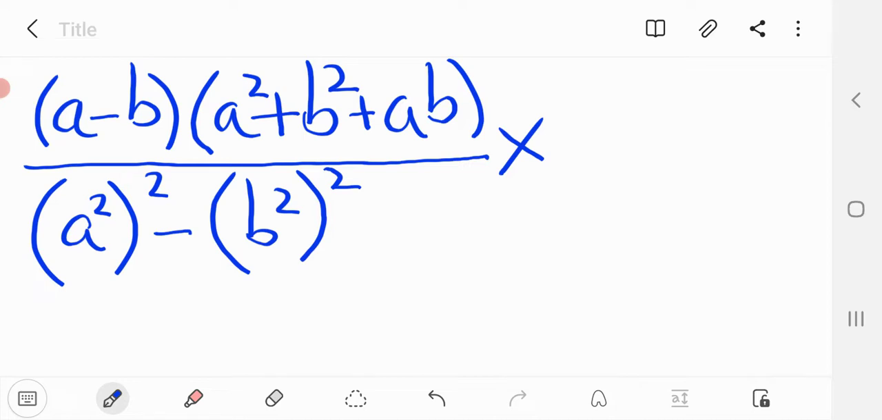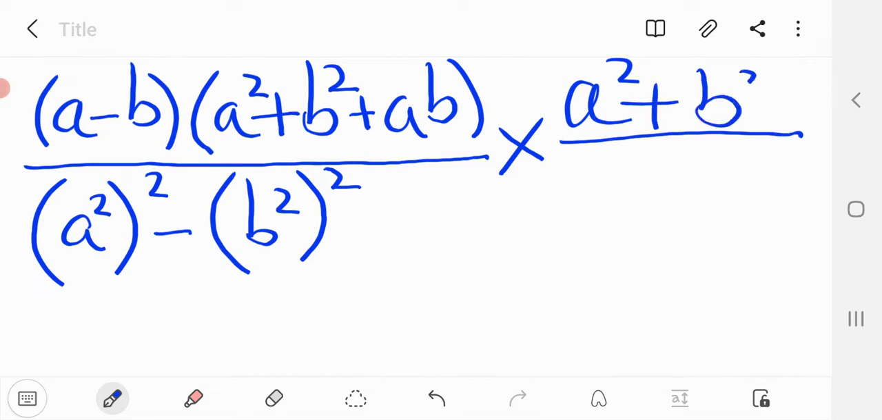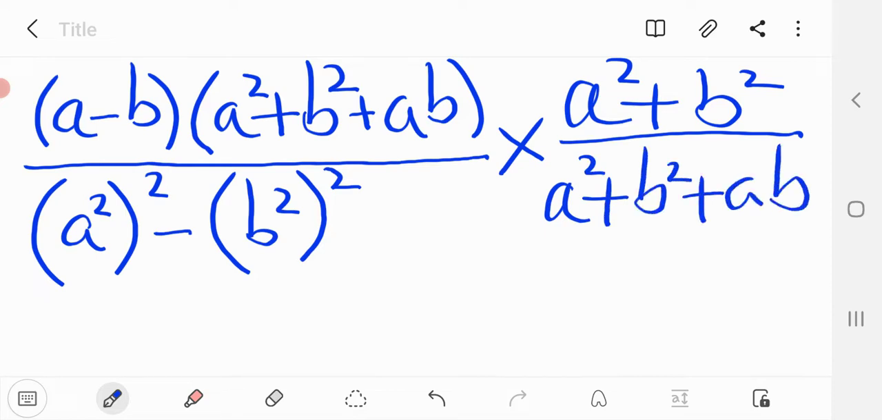So the above term will go down, so it should be written like this: a square plus b square divided by a square plus b square plus ab, because this is the rule that division is always converted into multiplication, but after division whatever the algebraic fraction is coming, that should be written in a reciprocal form. Now we are having two factors that are completely same, one is available in numerator but other is available in denominator, they both can be cancelled.